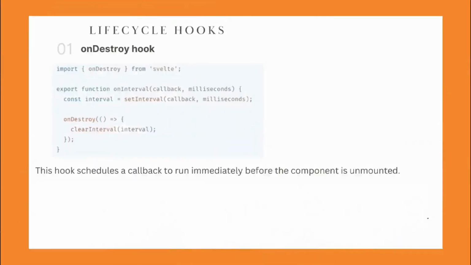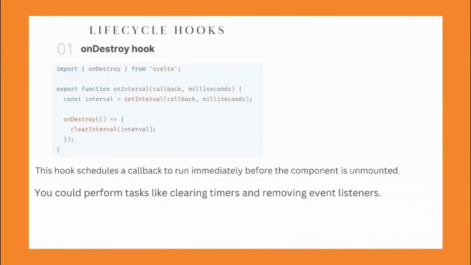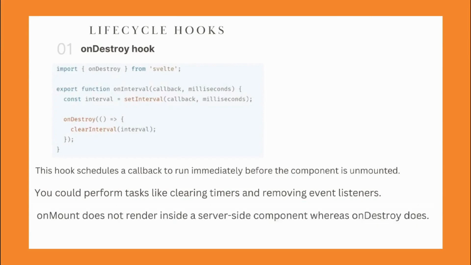The second hook is the onDestroy hook. This hook schedules a callback to run immediately before the component is unmounted. So you could perform tasks like clearing timers and removing event listeners. Now you can do that in the onMount hook as well by returning a function from onMount. But the difference is when it comes to server-side rendering, onMount does not render inside a server-side component, whereas onDestroy does.